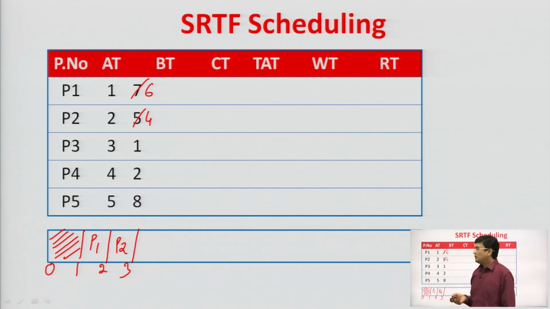आ गया। Now at 3 time, since P3 process is available, it has a burst time 4. Out of 1, 4 and 6, meaning P1, P2 and P3 burst times, 1 is the smallest one, so P3 process को हम CPU allocate करेंगे और ये complete कर जाएगा.